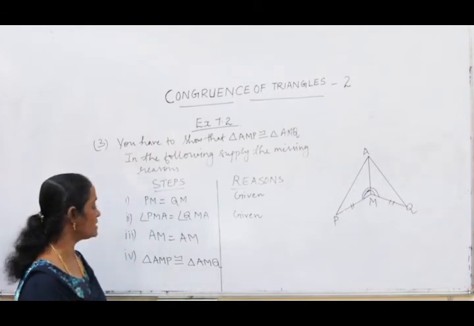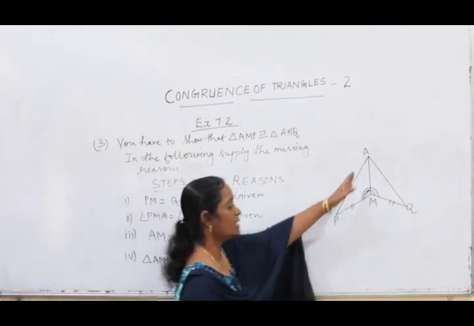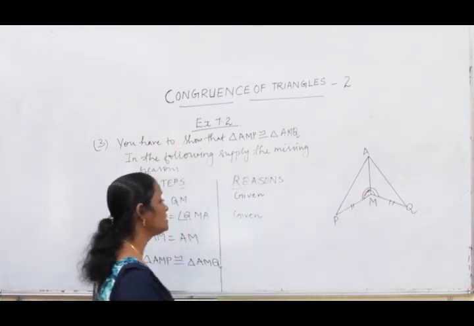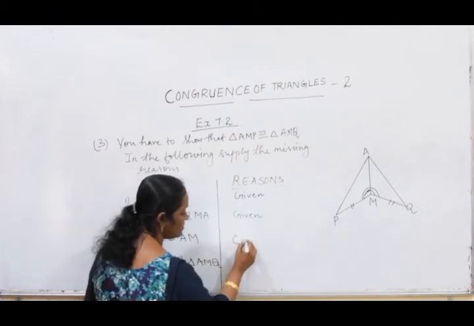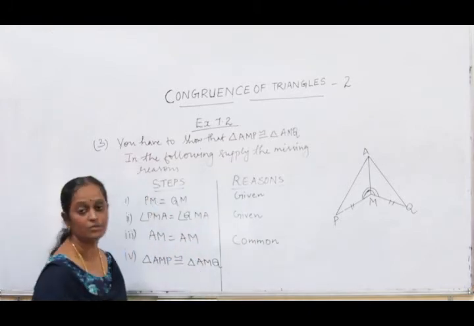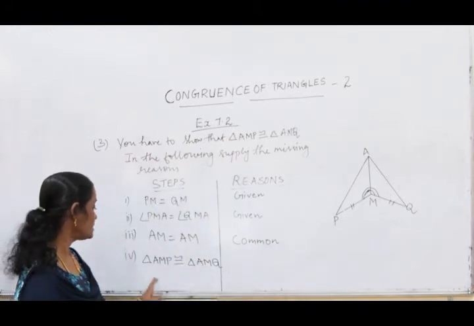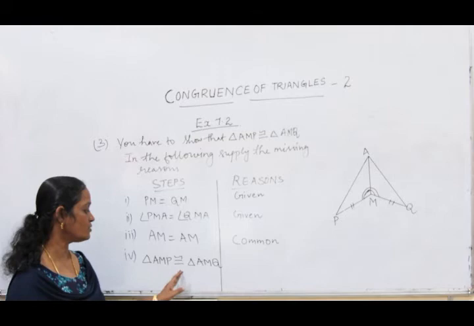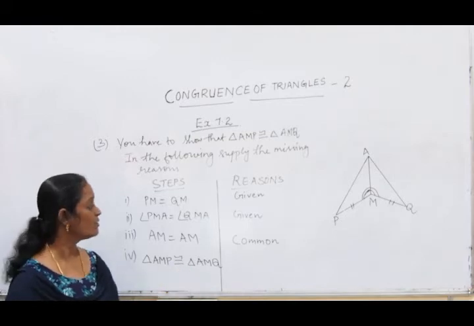Next, AM is equal to AM. Why? Because it is common here. AM is equal to AM, it is common. AM is common here in both the triangles. Next, triangle AMP is congruent to triangle AMQ.